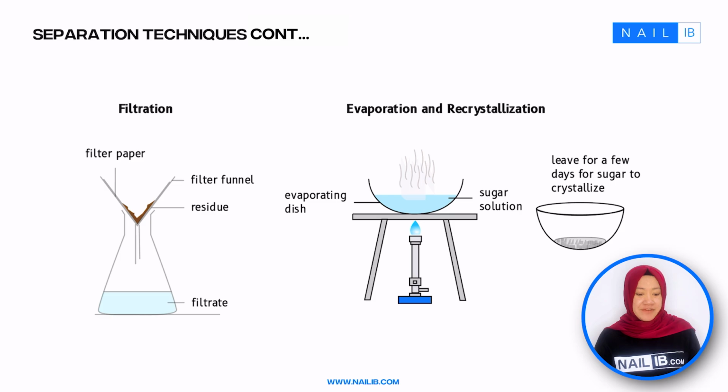So here is the filter paper. You pour that mixture into the funnel, then the sand will be here as a residue. As long as the particle size is bigger than the pore size of the filter paper, the sand will be here as a residue. Water will be separated and goes through the filter paper and funnel, and it comes as filtrate. Filtration is a separation technique that is used to separate an insoluble solid from a liquid.